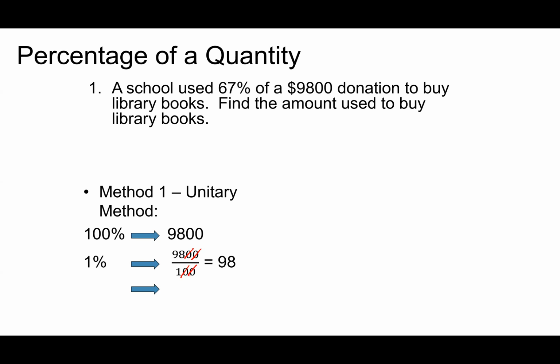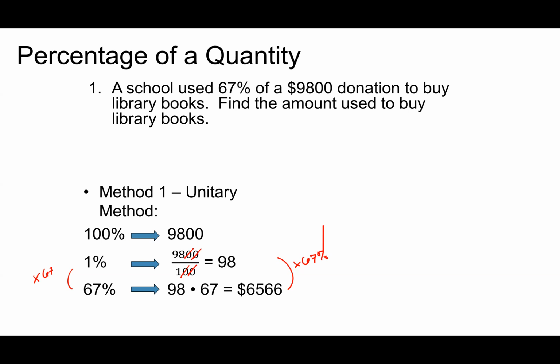Now what do I do? Rajveer, I'm going to multiply by 67. Great job. So in this step, I'm multiplying both sides by 67, and the left side gives me the percentage, 67%. When I multiply 98 times 67, I'm going to get 6,566. I'm going to trust that you guys know how to do the multi-digit multiplication on that.